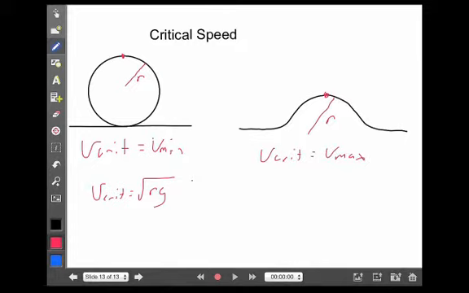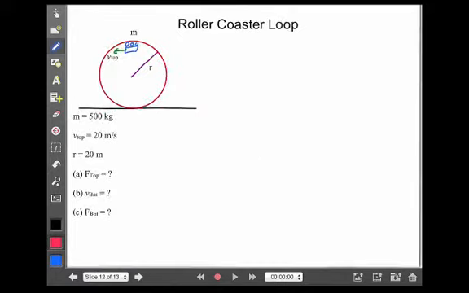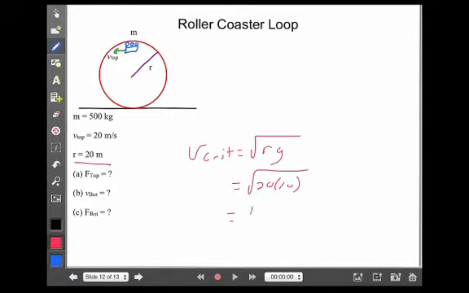Okay, so for example, in that previous example of the roller coaster loop, where here we had a roller coaster loop with a radius of 20 meters, the critical speed of this loop would be the square root of RG, or the square root of 20 times 10. In other words, that roller coaster car has to maintain a speed of at least 14.14 meters per second coming through the top, otherwise it would fall out of that loop, especially if it didn't have under-track wheels.